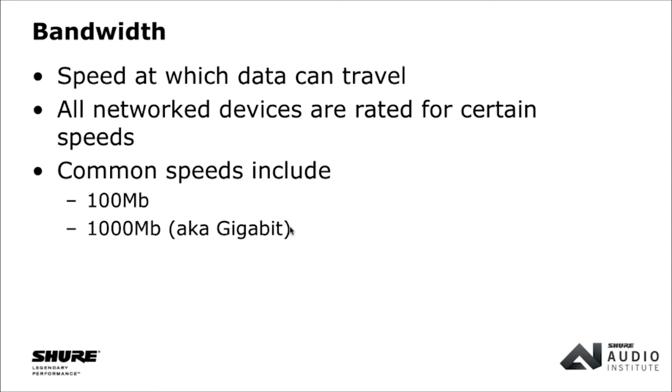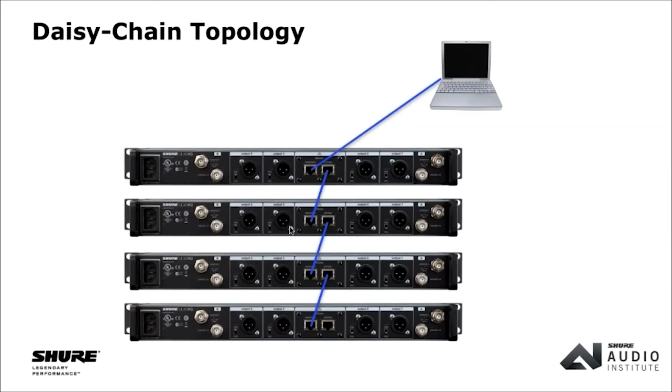And in almost every case, speaking about Shure products specifically for a minute, you're going to be looking at a gigabit network. It's just more reliable, especially when you have networked audio traveling on there. It's best to just go with that gigabit network, and you'll have increased reliability there as well.